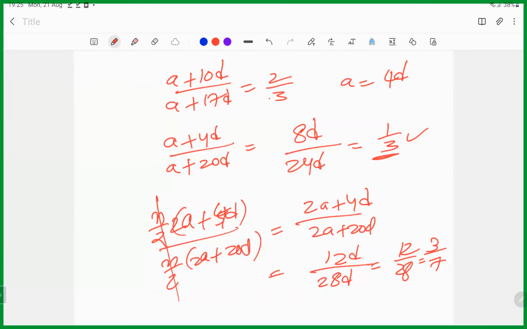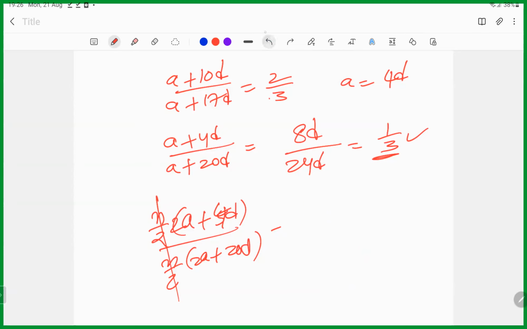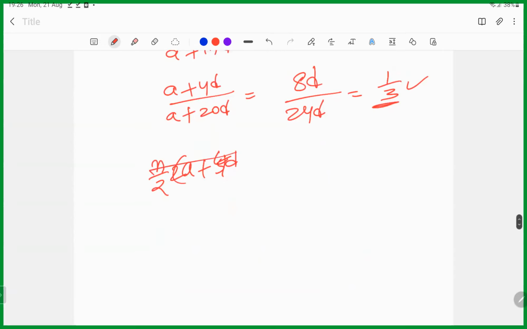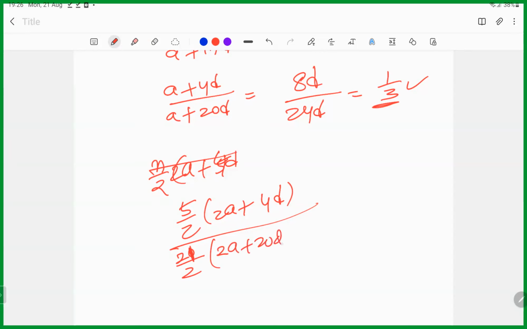Finally, what's the value we are getting? 5 by 2, 2a plus 4d. So you just need to multiply that one, that 21 by 2, to 2a plus 20d, equal to 5 by 21 into 7 by 3. 7 by 3 or 3 by 7? Previously what we got? 3 by 7, right? So 5 by 49. Check it.